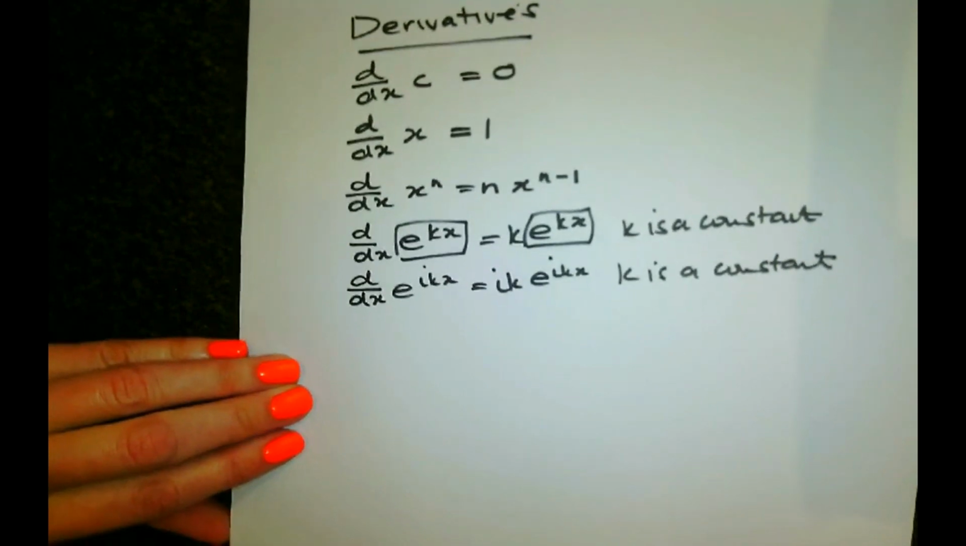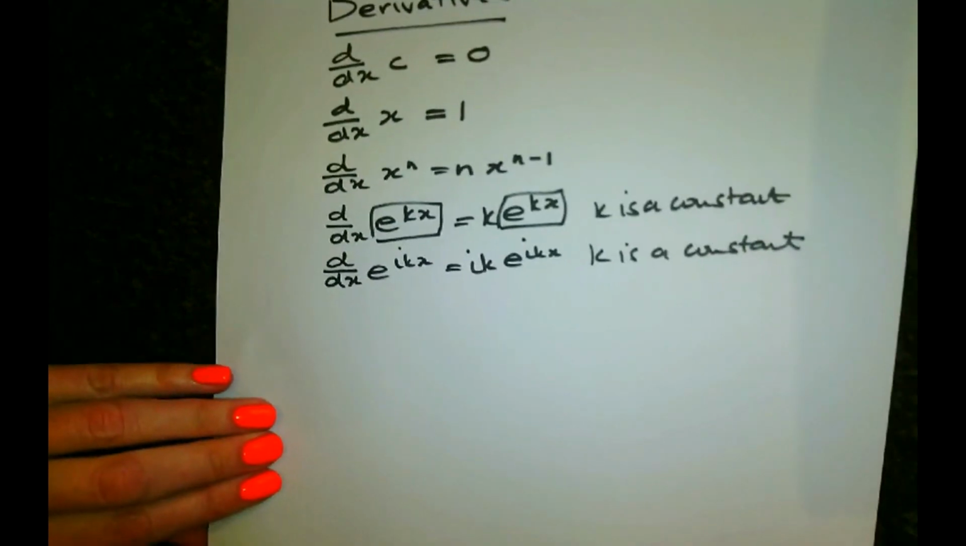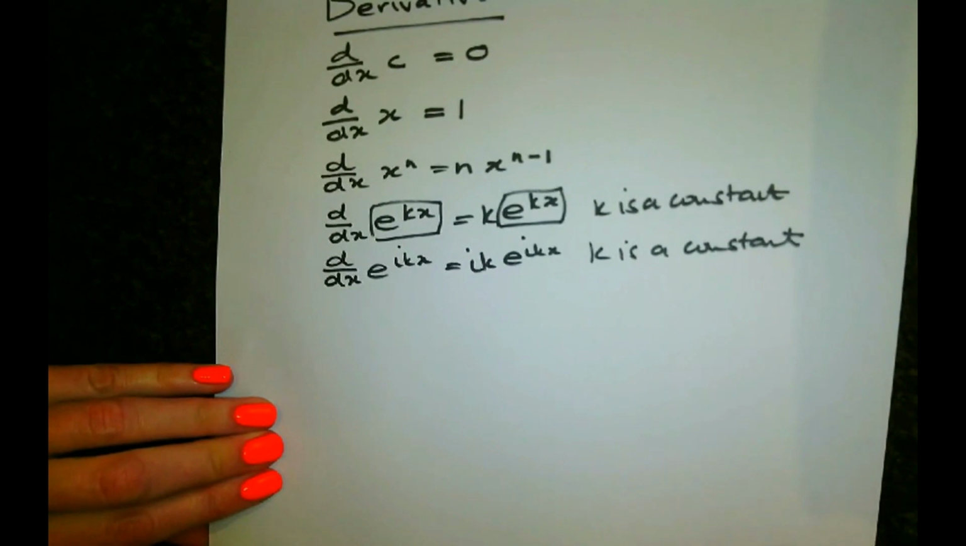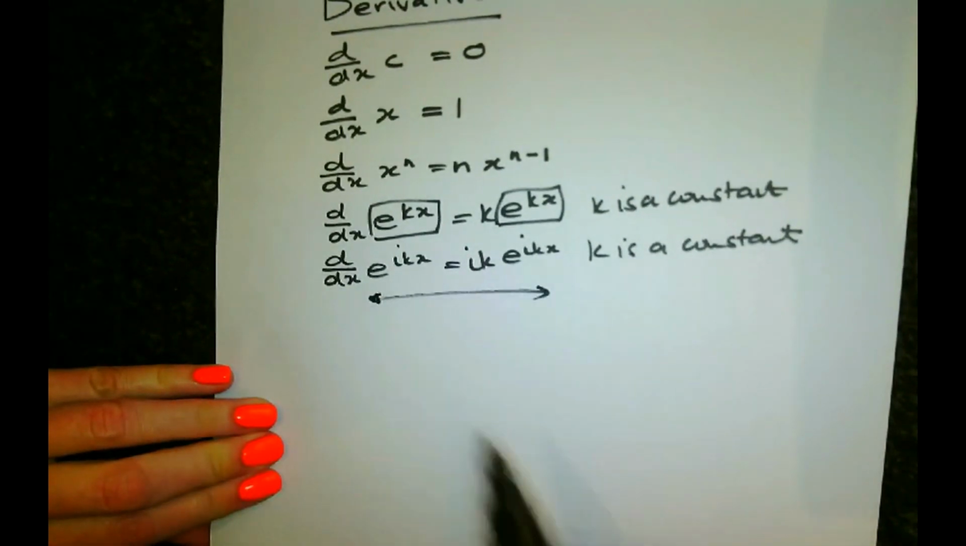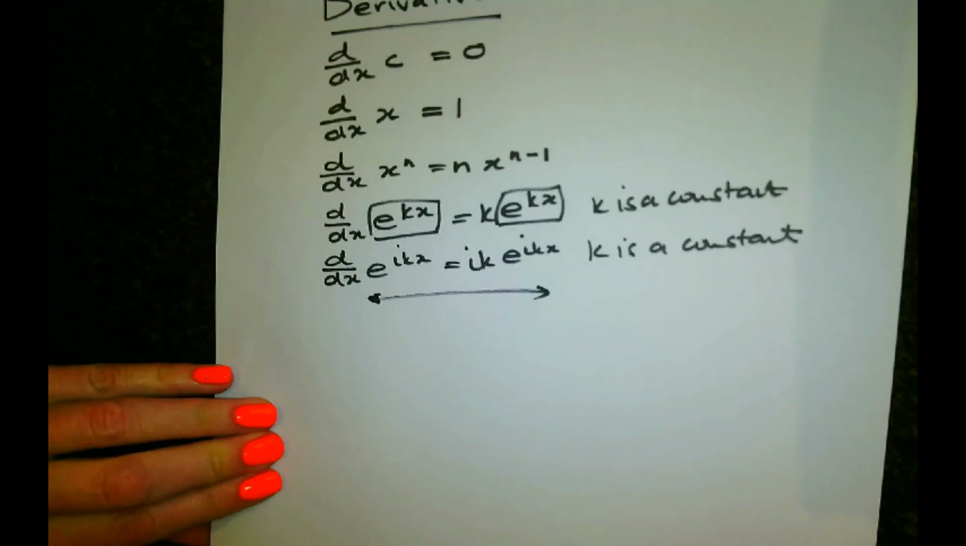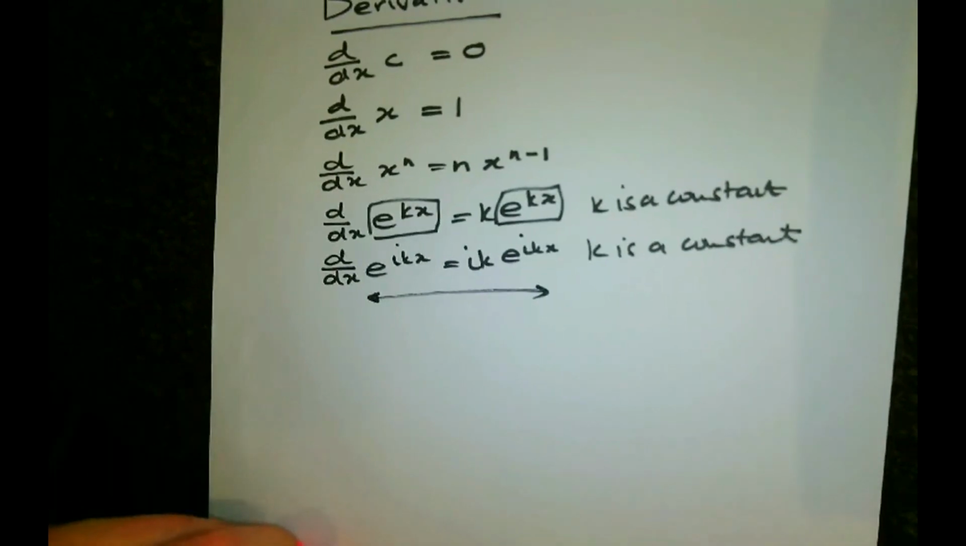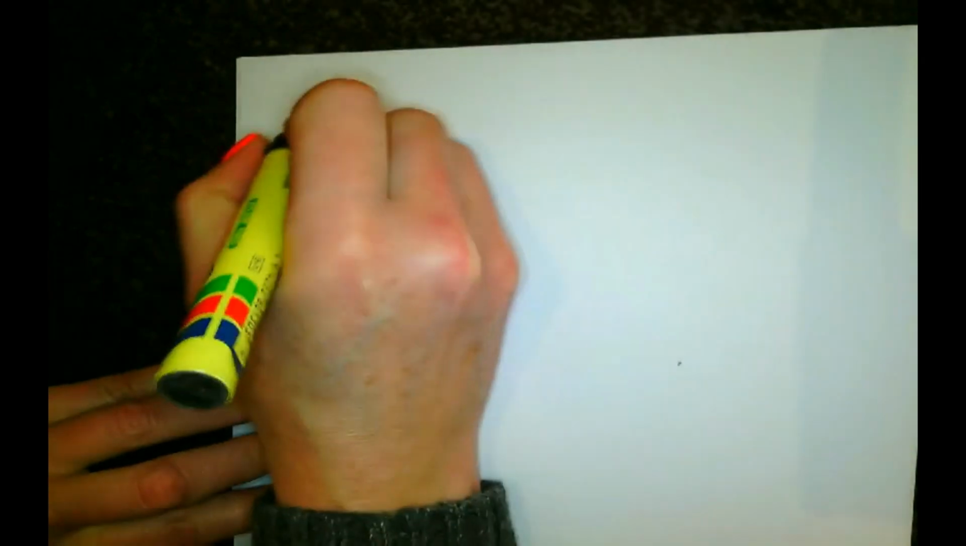Okay, so let's look at a more complex example where we are actually going to use this relationship. So I give you this function.